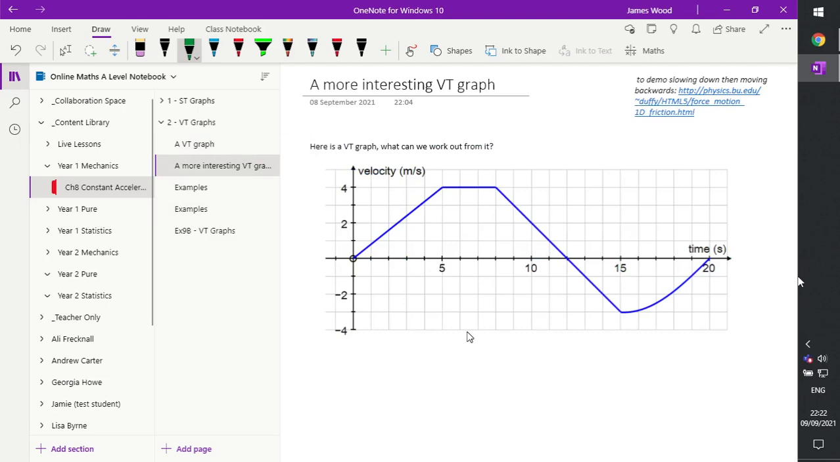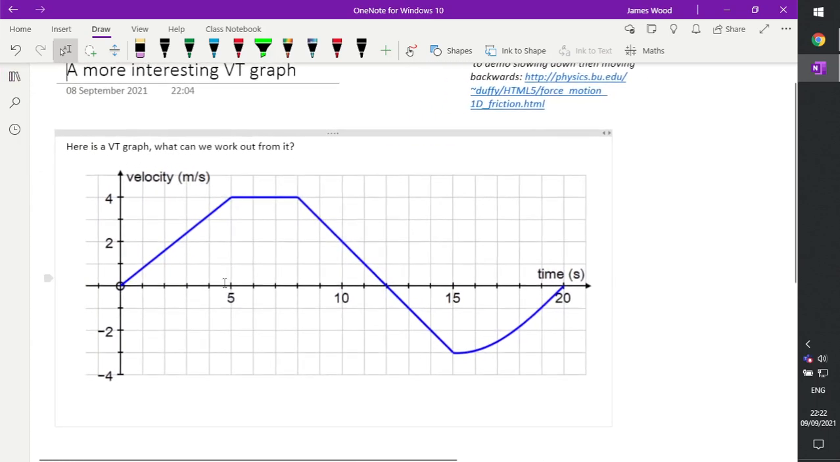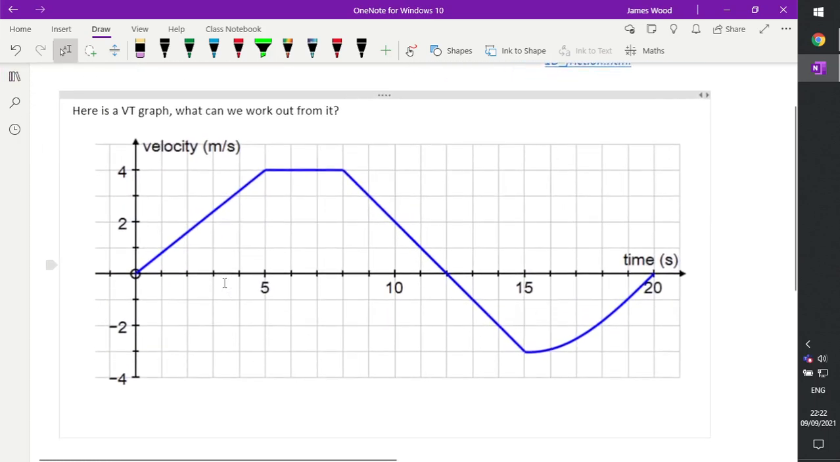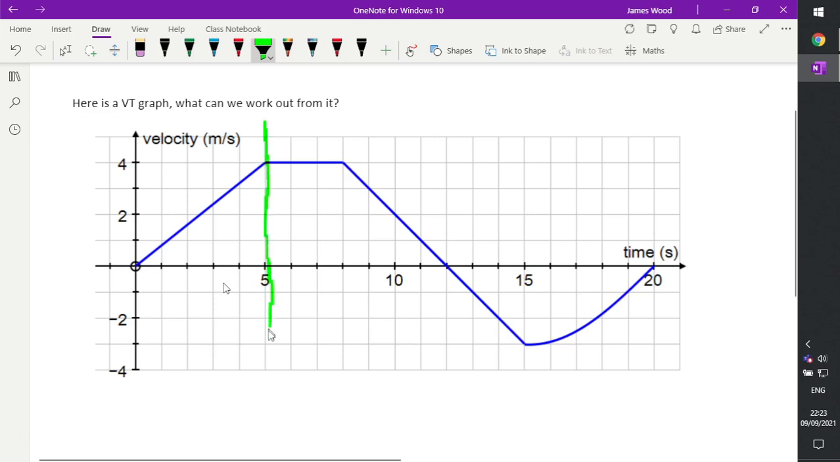Okay, here's a slightly more interesting velocity time graph. There's quite a few different sections here. And we're just going to look through each section, decide what exactly is happening in each section. Let's divide them up. Okay, these are the different sections we're going to look at.